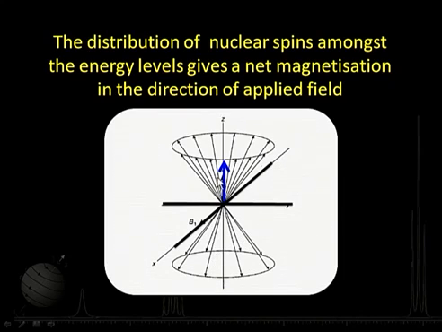Since there are more spins aligned with the field, you will have a net magnetization in the direction aligned with the field. This is my z direction, my field direction, that is B naught here. So there will be net magnetization in the direction of the field. That is the consequence of the distribution of the spins amongst the energy levels.